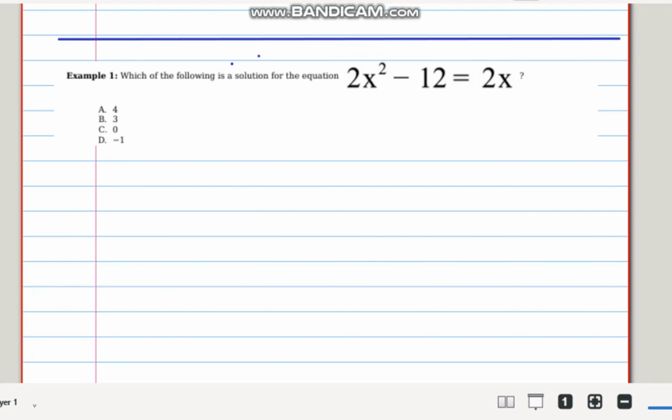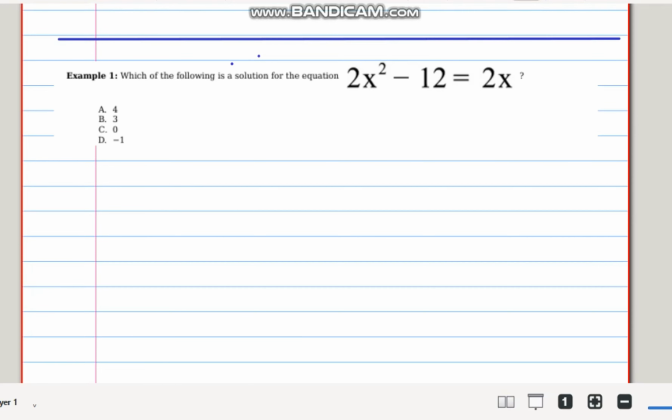The solution for the equation. The equation given to us is basically this equation: 2x squared minus 12 is equal to 2x. This is the equation. Okay. So this equation is a quadratic equation.